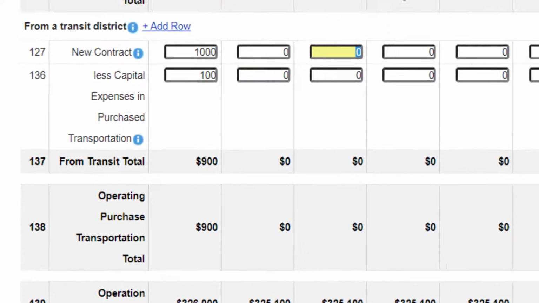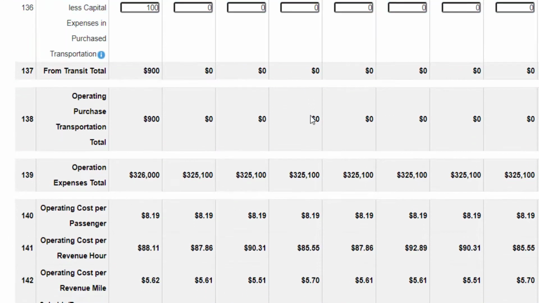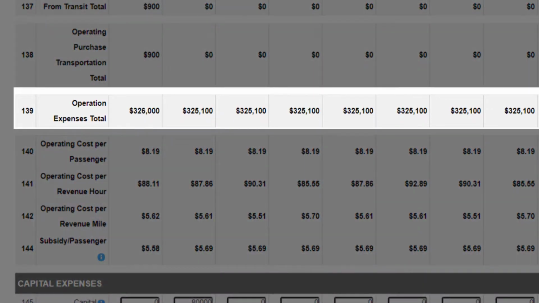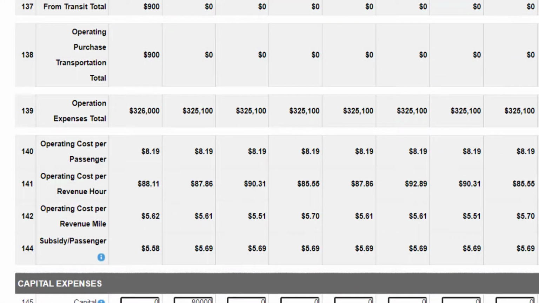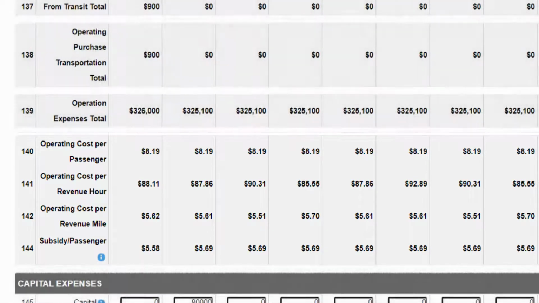At the end of the total operating expenses section is the operation expenses total row, which sums together the expenses from the 5 cost functions. Then the cost efficiency and effectiveness measures by month and year to date are listed. These metrics are calculated automatically using the operation expenses total and passenger trips, hours, and miles data.